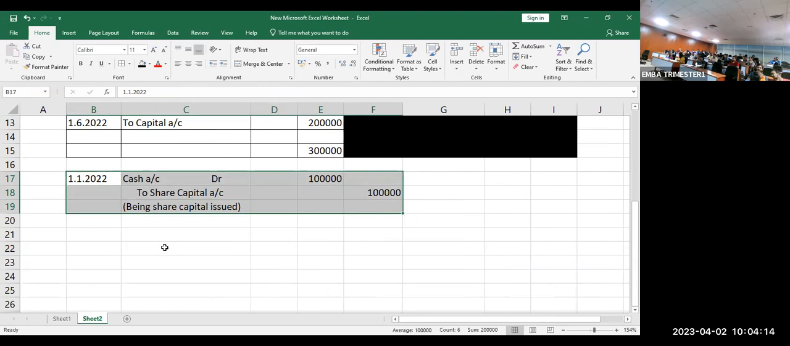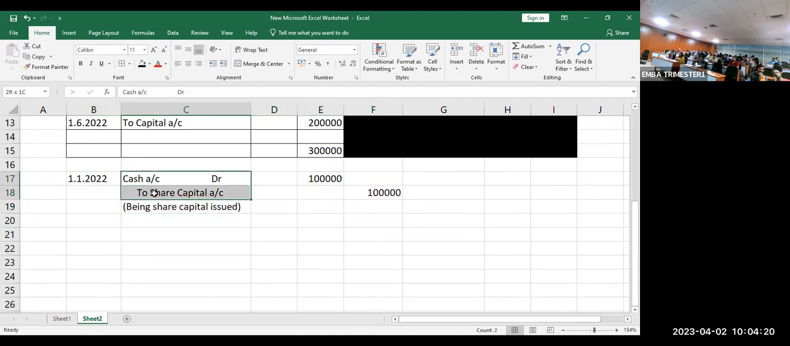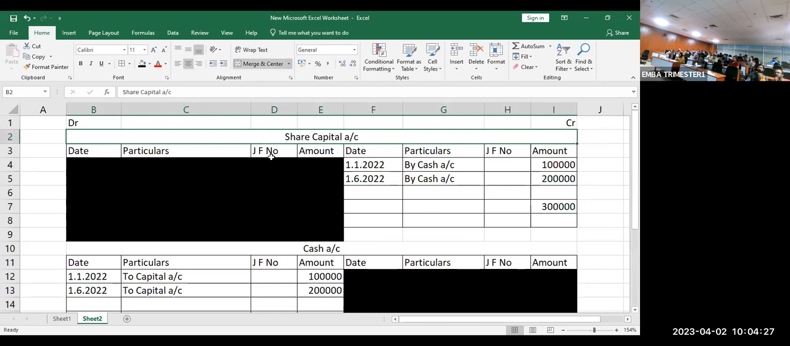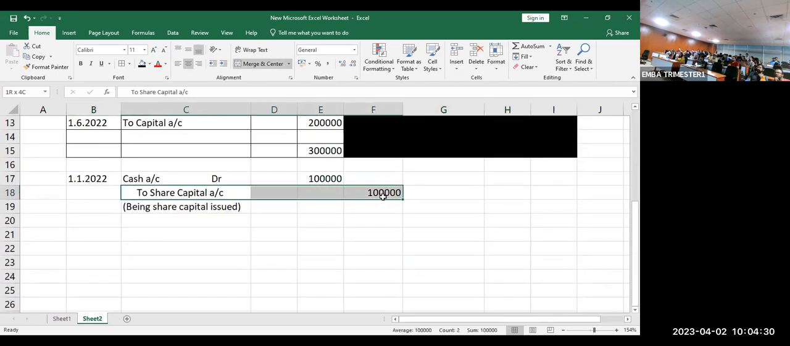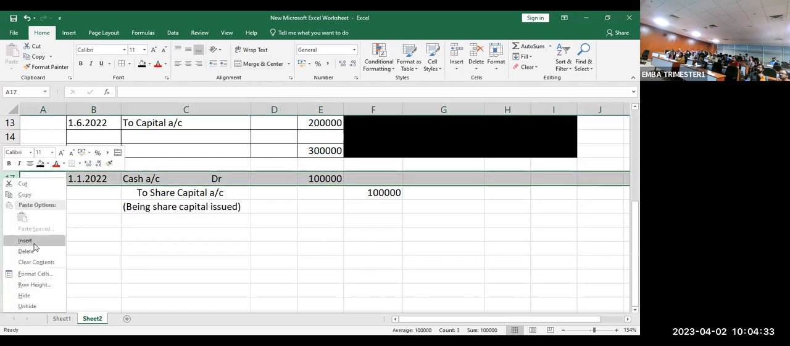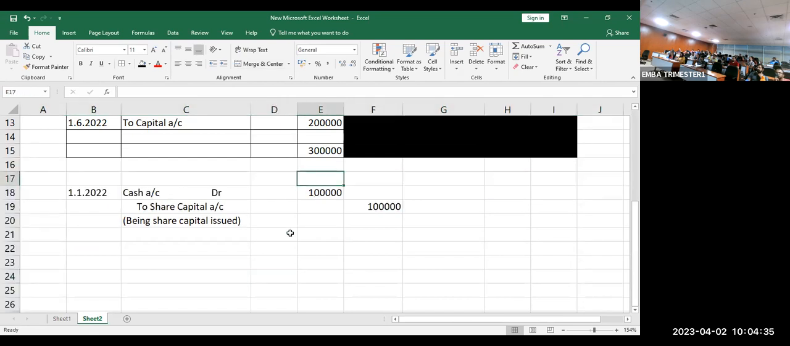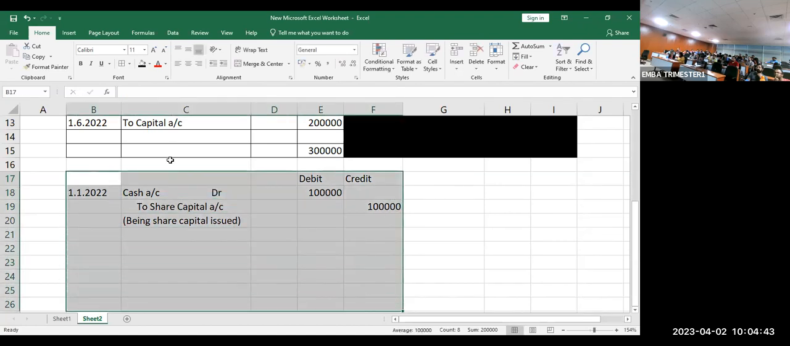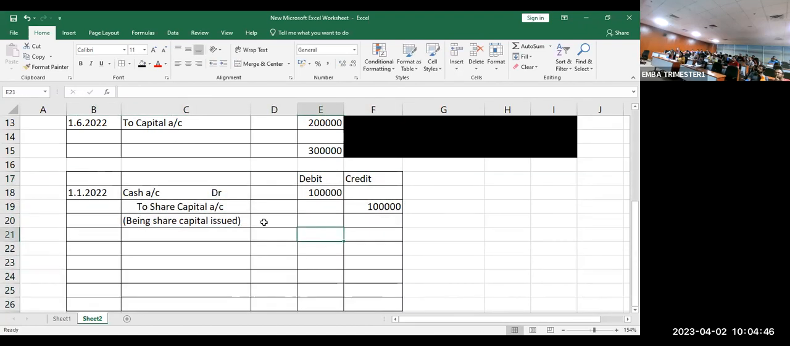Now this needs to be entered in the ledger. Now, how many ledgers are there? Two ledgers are there. Cash account is one ledger and share capital is another ledger. So I'm going to the share capital account. Share capital is on the credit side. Look at this, your journal entry has 2 sides. This is debit, this is credit. So this is the journal entry format you already know. The cash account is on the debit side and the capital account is on the credit side.